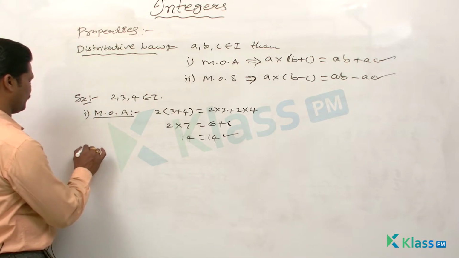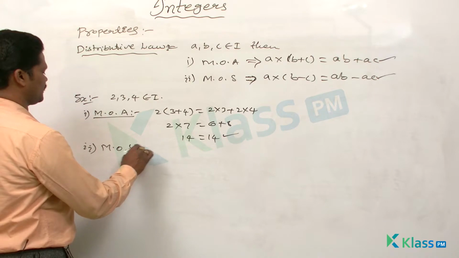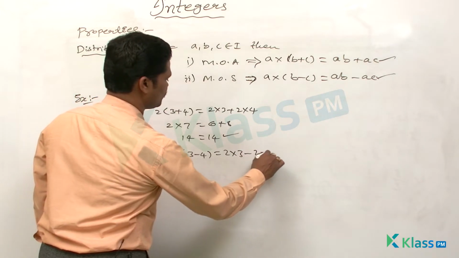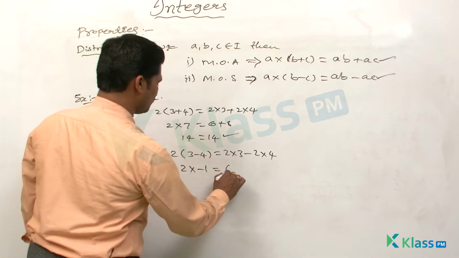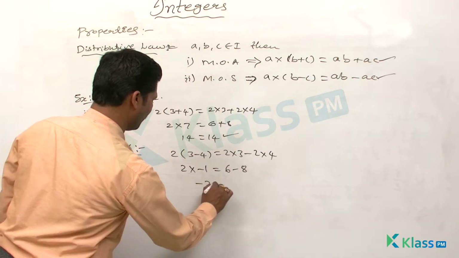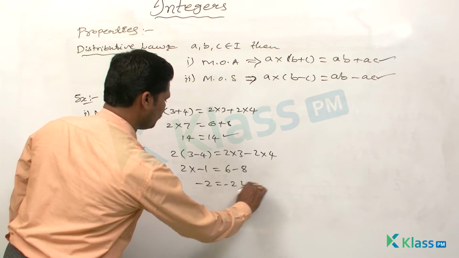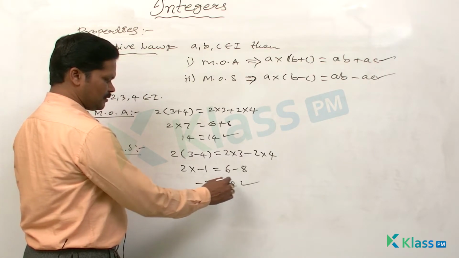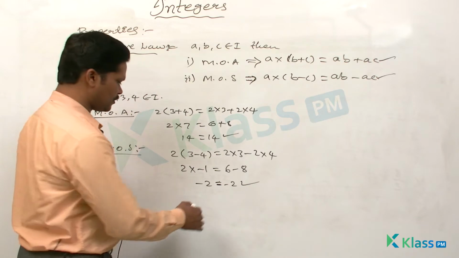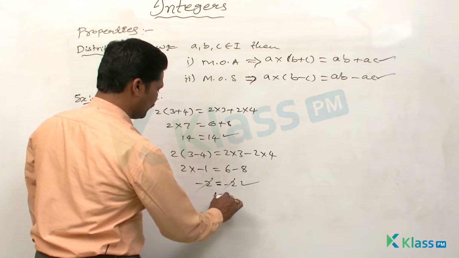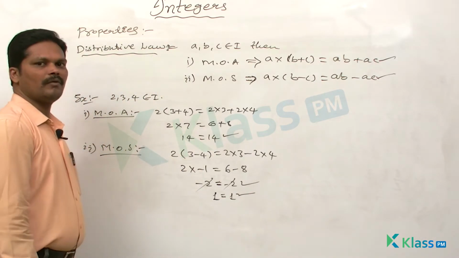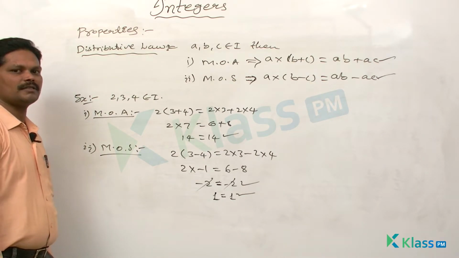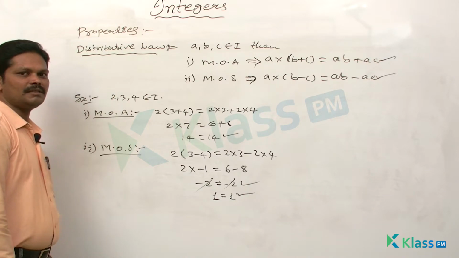And coming to the second one, multiplication over subtraction. 2 into 3 minus 4 is equal to 2 into 3 minus 2 into 4. So 2 into minus 1 is equal to 6 minus 8. Then we have minus 2 is equal to minus 2. So LHS is equal to RHS. In integers, both sides have the same values and same sign, so we can cancel. Minus 2 and minus 2 will be cancelled. Then 1 is equal to 1. Either way it is right. So in the integers, the distributive law is satisfied for multiplication over addition and for multiplication over subtraction.